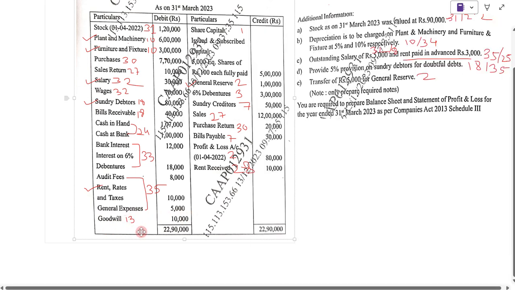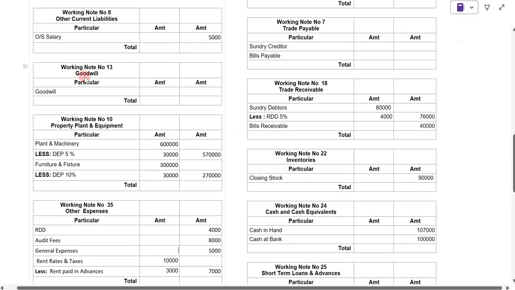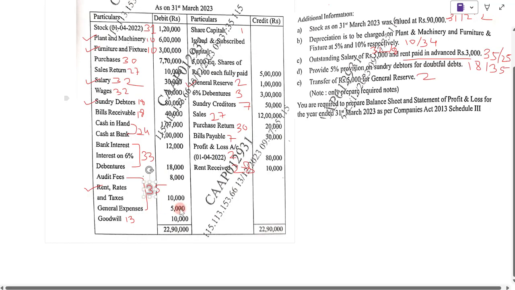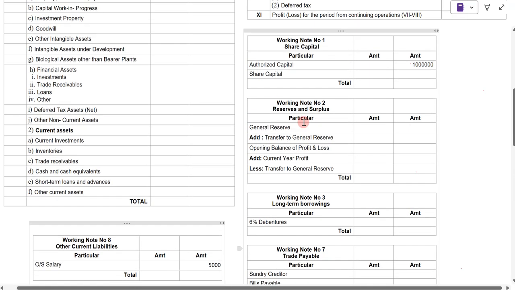Next is goodwill. Goodwill, note number 13. Goodwill is rupees 10,000. After that, share capital, note number 1. Rupees 5 lakhs is the share capital, equity paid up capital. So note number 1, 5 lakhs.